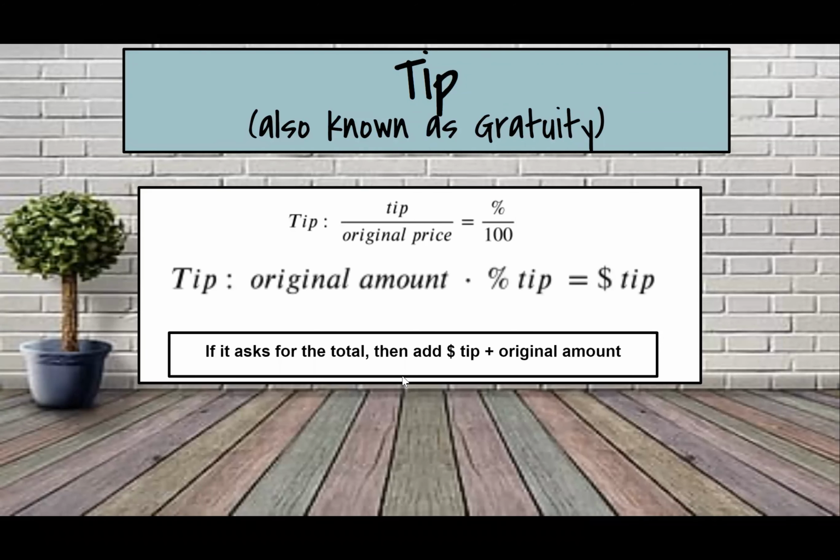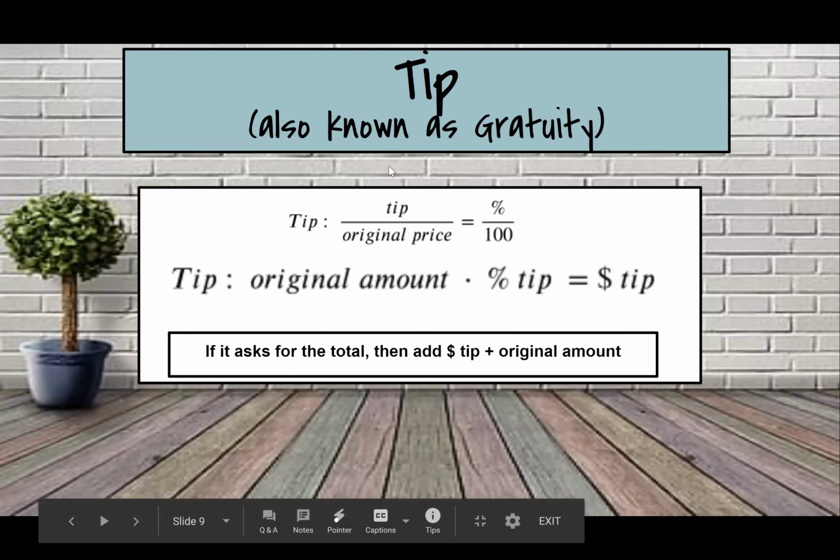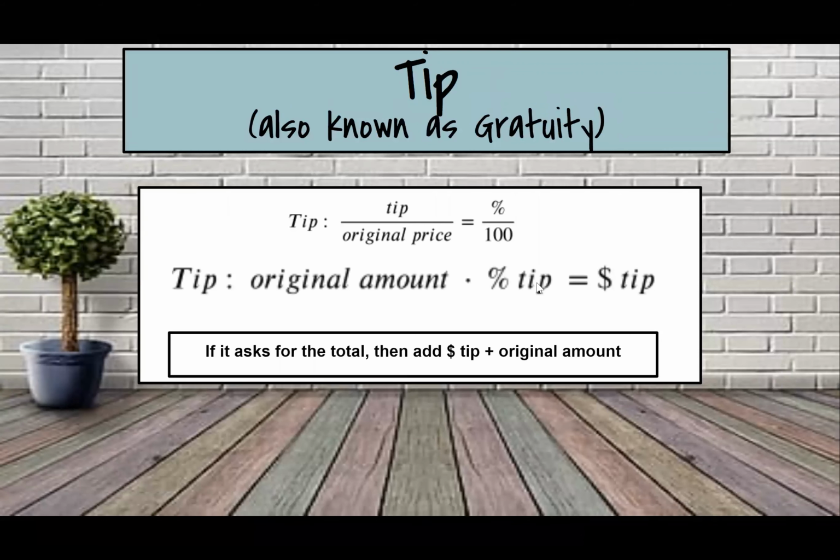Okay, so now we are going to talk about tip, which can also be known as gratuity. For the tip, we have the proportion, and then we have another formula that might be a little bit easier to use once you understand everything. The first one: tip over the original price equals percent over 100. Or, once you get used to this, original amount times your percent of the tip equals your dollar amount of the tip.